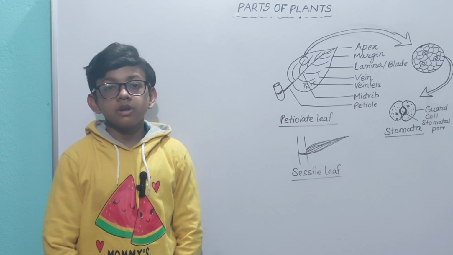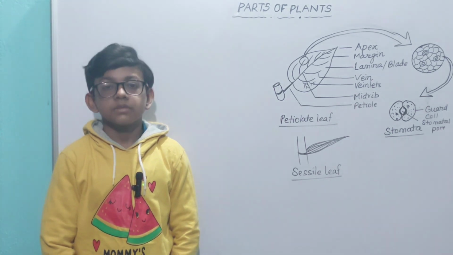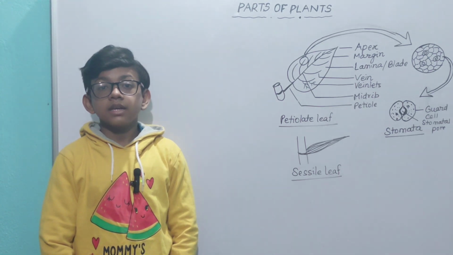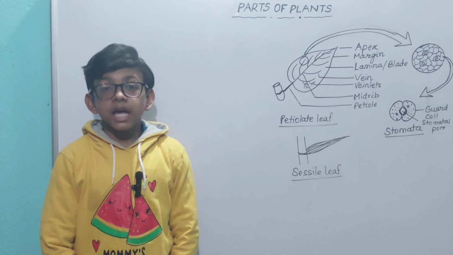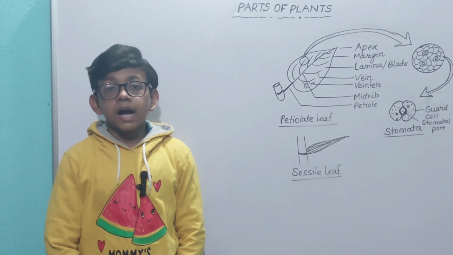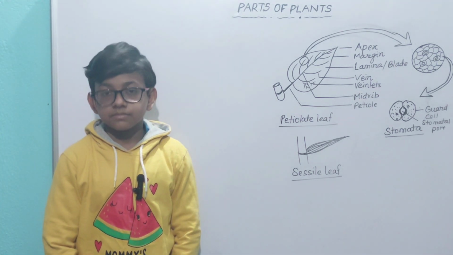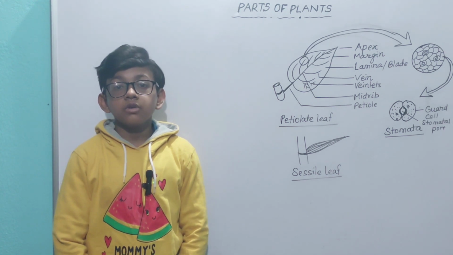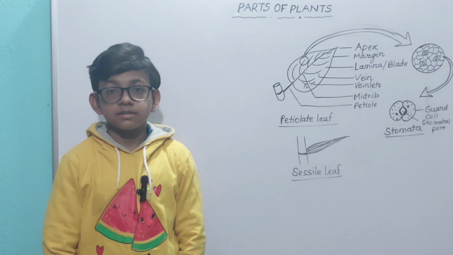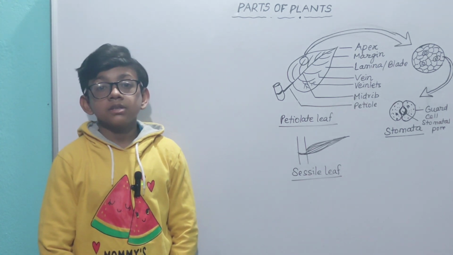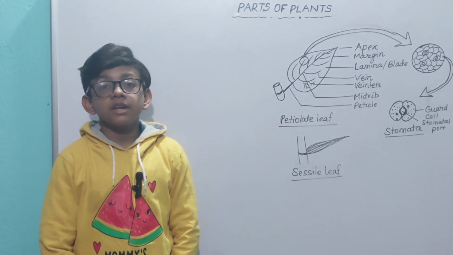Now, let's know about leaves, the kitchen of the plant. Leaves are thin, broad and flat structures attached to stem. That is, they are part of shoot system. They grow towards sunlight. They are of different shapes and sizes. They are green because chlorophyll is found in them.